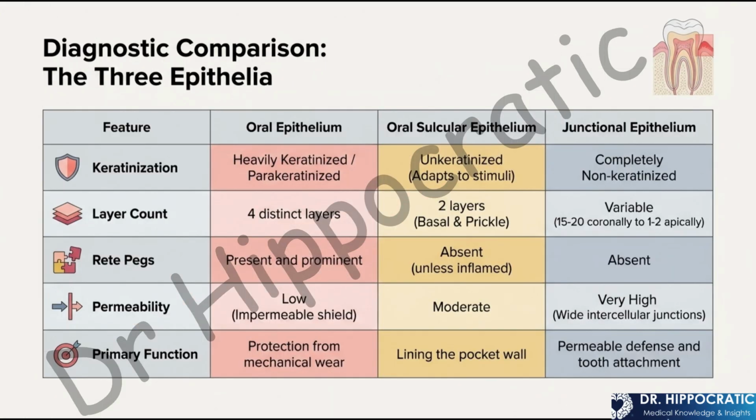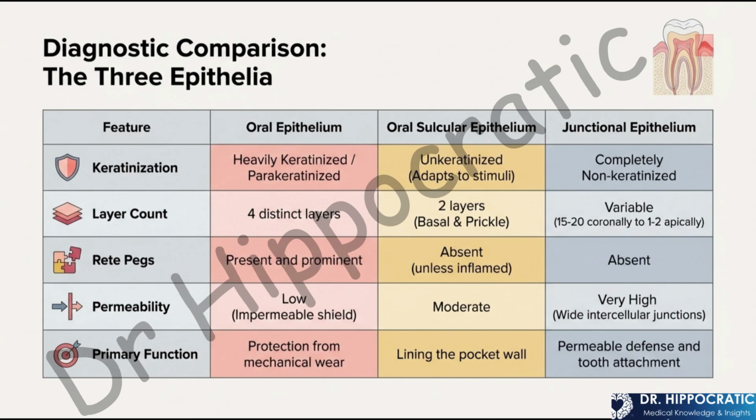Slide 8 provides a recap chart, giving us a really nice functional synthesis of the three epithelia we've just toured. Okay, let me see if I've got the logic down for you guys listening. The oral epithelium is the outer armor. It has 4 distinct layers, prominent reed pegs for stability, heavy keratin, and low permeability. Its job is to survive the crushing friction of potato chips.